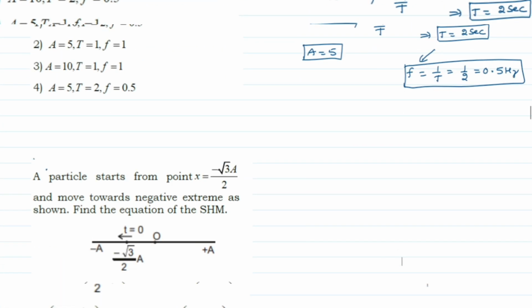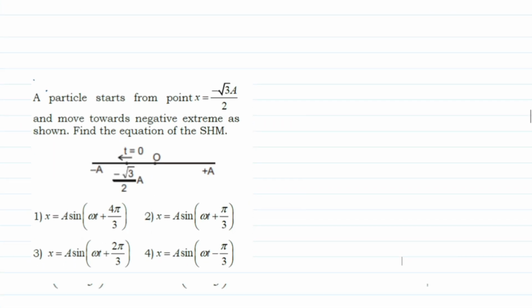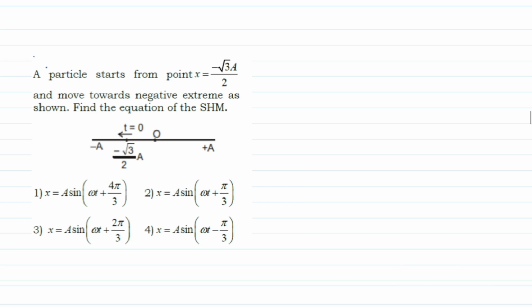Now let us see the next question. The next question says a particle starts from the point x equals minus root 3a by 2. If it is given in any question that a particle starts, here you can put the value at time t equal to 0. So x equals minus root 3a by 2 and it moves towards the negative extreme as shown. Find the equation of the SHM, they are asking.